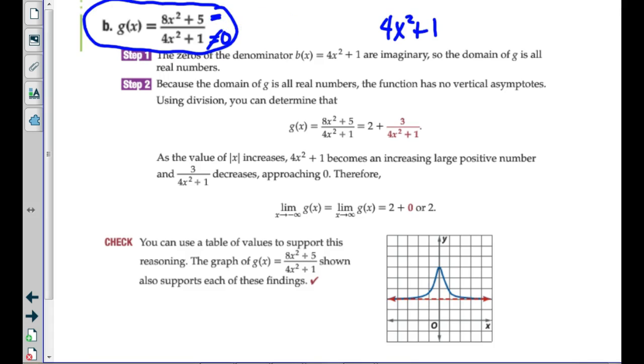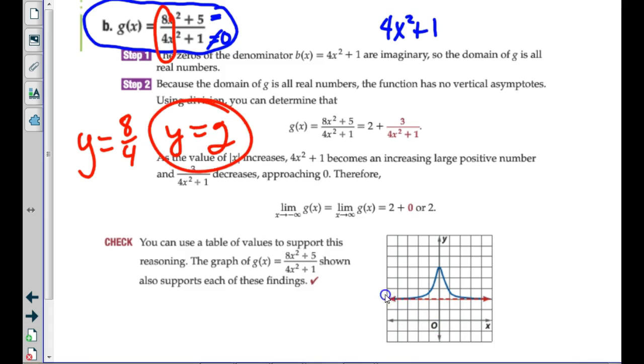What about end behavior? Is this top heavy, bottom heavy, or equal weight? Equal weight, where the leading coefficients are. So it is approaching y equals 2, which is this red line here on the graph. Okay? It does cross the y.